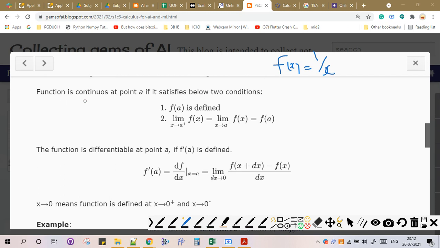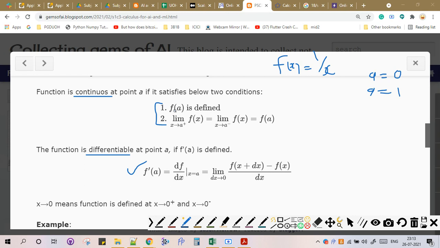So given a function, let's say I have a function f of x is equal to 1 by x. Now we have two things. The function is called continuous if it satisfies this condition. If it is differentiable, it should define this condition, f dash a. So this is the formula of differentiation: f of x plus dx minus f of x divided by dx, right? And if it is not continuous, then most of the time it is not differentiable at all, right? So let's take the function 1 by x. Now what they are saying is it should satisfy two conditions, and let's say I am checking if it is continuous at 0 or not, or continuous at 1 or not, right?